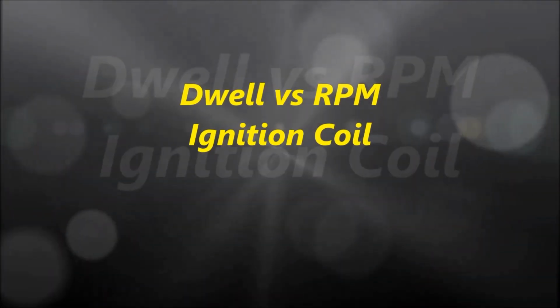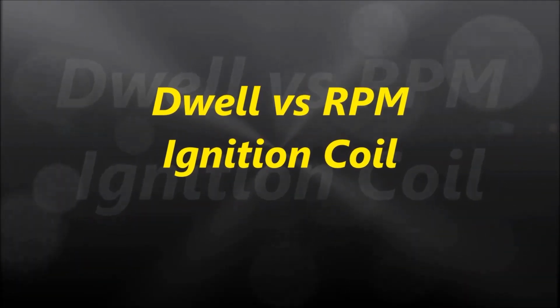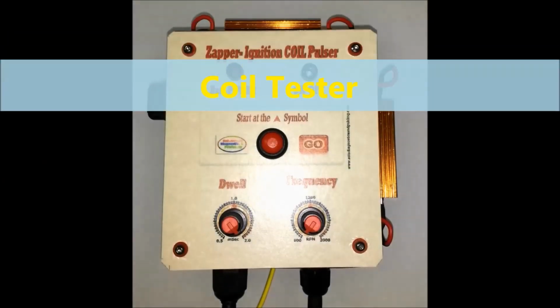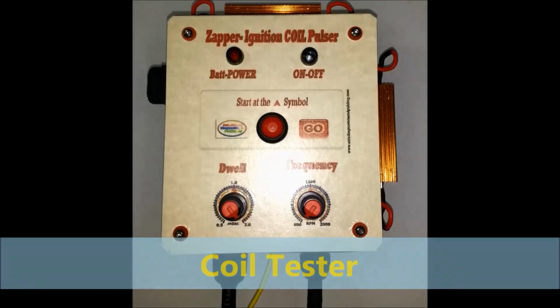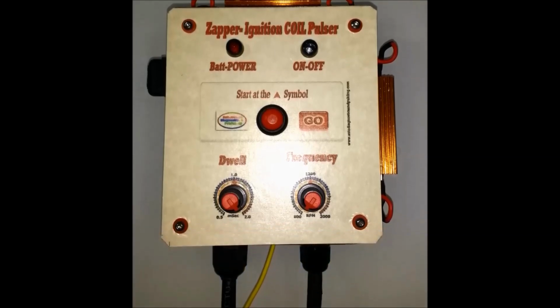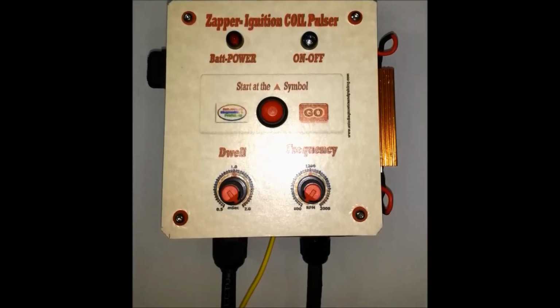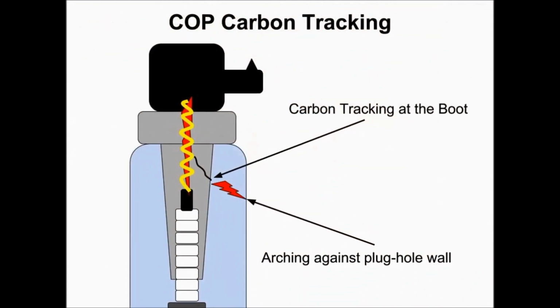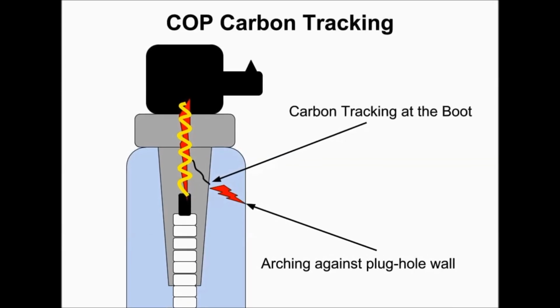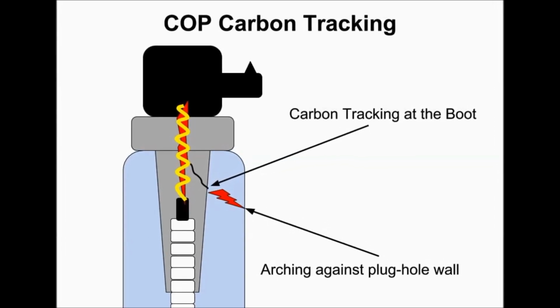Okay, well, welcome to another video. In this video, we are going to discuss the relationship between dwell and RPM, which is pretty much frequency. Anyhow, most of the problems related to ignition systems have to do with carbon tracking.